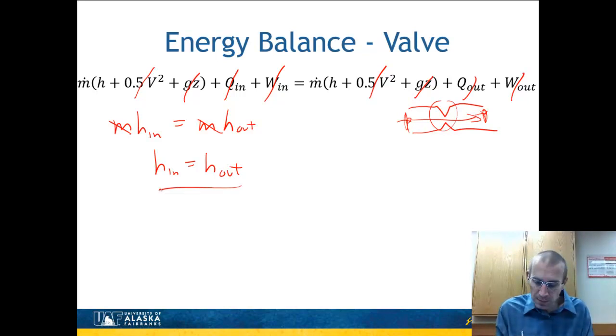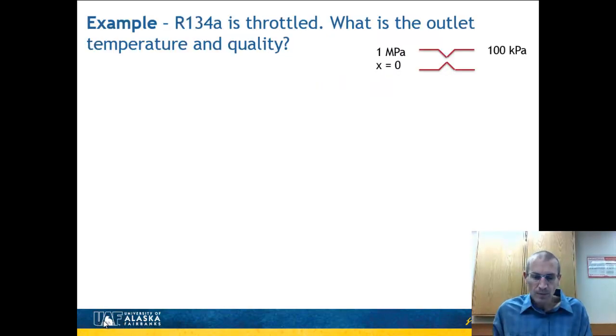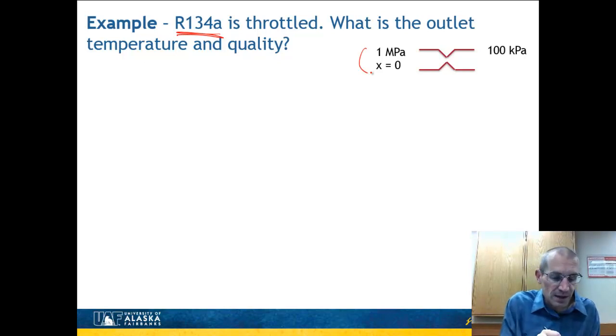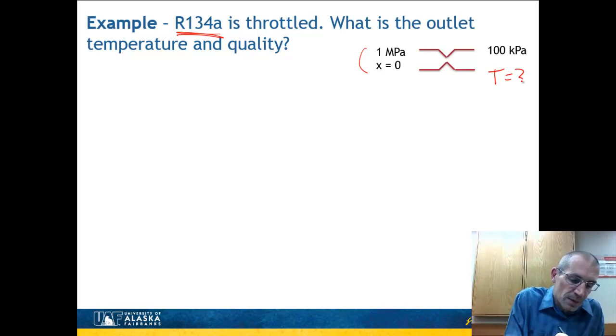And it seems pretty simple, but they're actually pretty interesting devices. So let's go ahead and do an example to kind of illuminate what the implications of this seemingly simple energy balance are. So here's the question. I've got a refrigerant, R134a, and it's throttled. And it says, what is the outlet temperature and quality? So here I'm giving some inlet conditions. I'm given just an outlet pressure, and I'm asked to find what is that temperature.